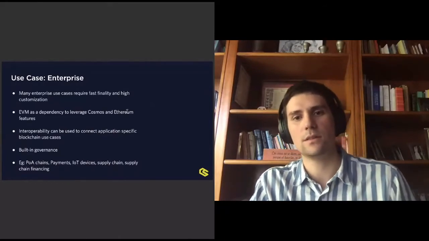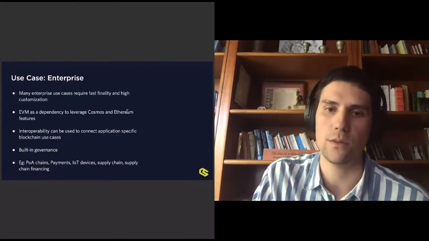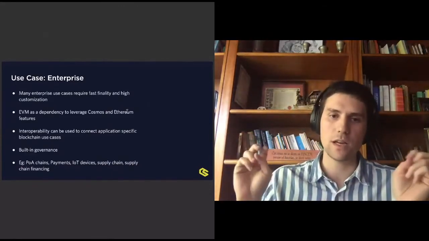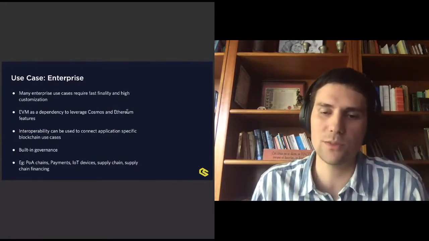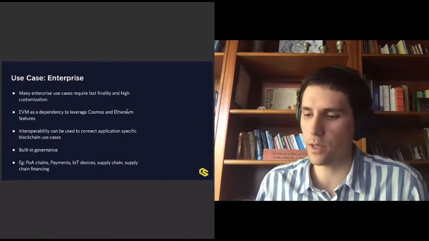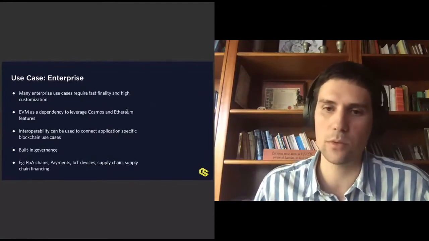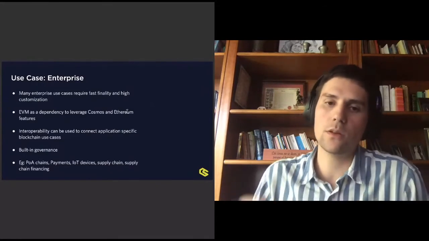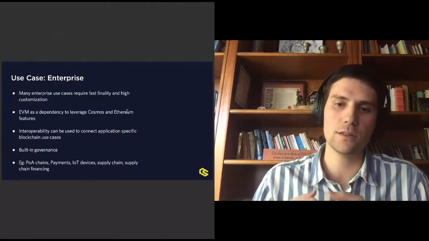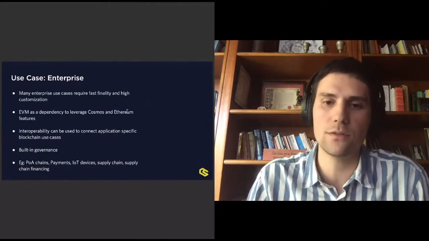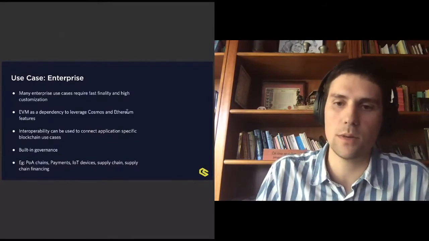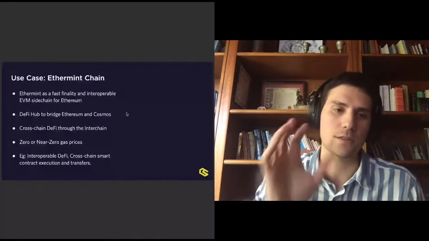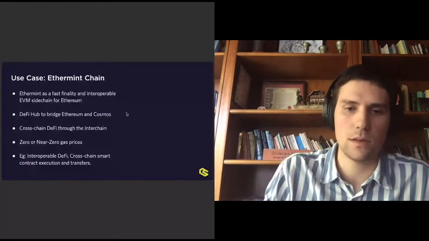And the other use case is leveraging the Ethermint chain as a side chain for Ethereum. We would see Ethermint as a sort of DeFi hub to bridge Ethereum and Cosmos. We also foresee that many DeFi projects will deploy their smart contracts directly into Ethermint, so that you can do cross-chain smart contract execution and cross-chain transfers between Ethermint, Ethereum and Cosmos, leveraging the zero or near zero gas prices as a side chain for Ethereum and other Cosmos chains as well.